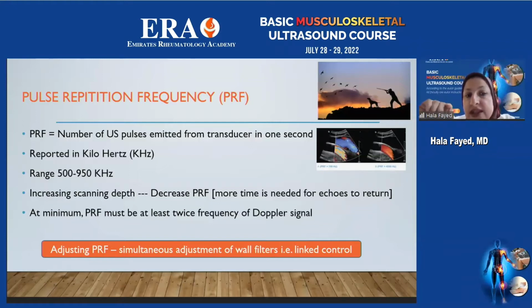Increasing the scanning depth will decrease the PRF, so more time is needed for echoes to return. But at minimum, PRF must be at least twice the frequency of the Doppler signal. And adjusting the PRF simultaneously adjusts the wall filter, as there is a link control.